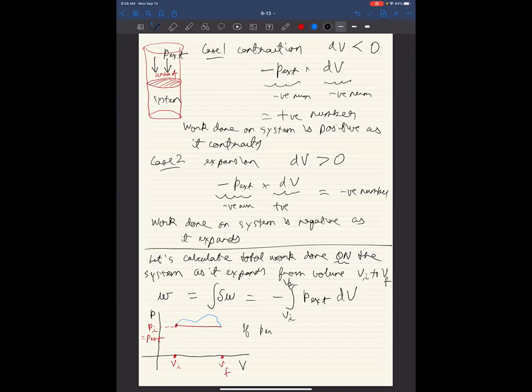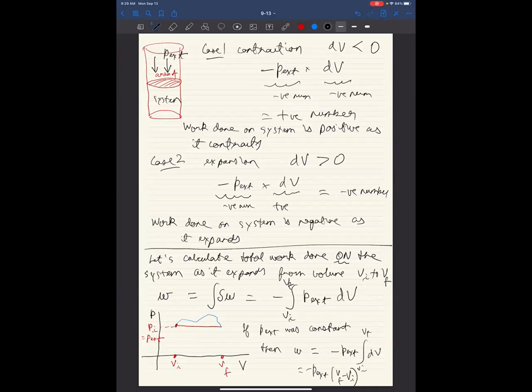If Px was constant during this expansion, then W is equal to minus Px, which can now come outside the integral, right? Because it's a constant number during the expansion process. The integral of dV from Vi to Vf gives minus Px times Vf minus Vi. Is this going to be positive or negative? Is Vf more than Vi? Right? And P external pressure is always positive. So minus P external is negative, and a negative number multiplied by a positive number is a negative number.